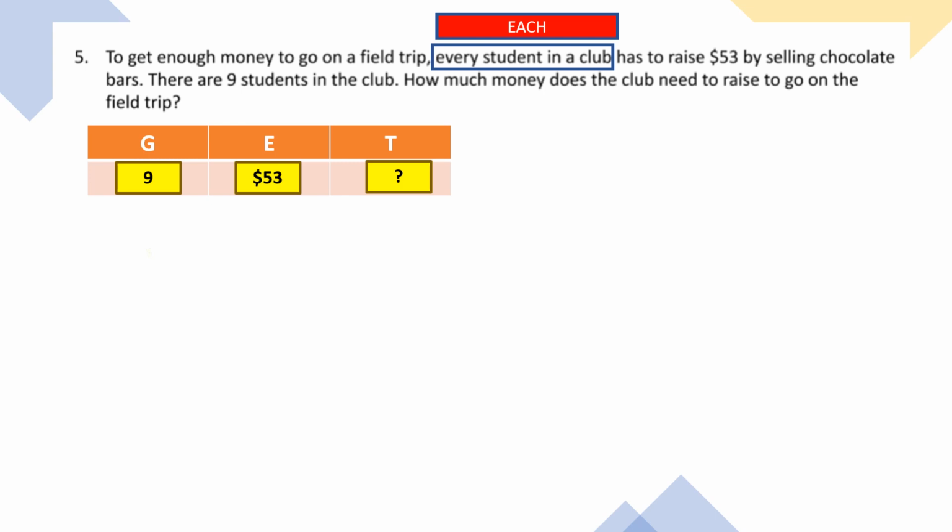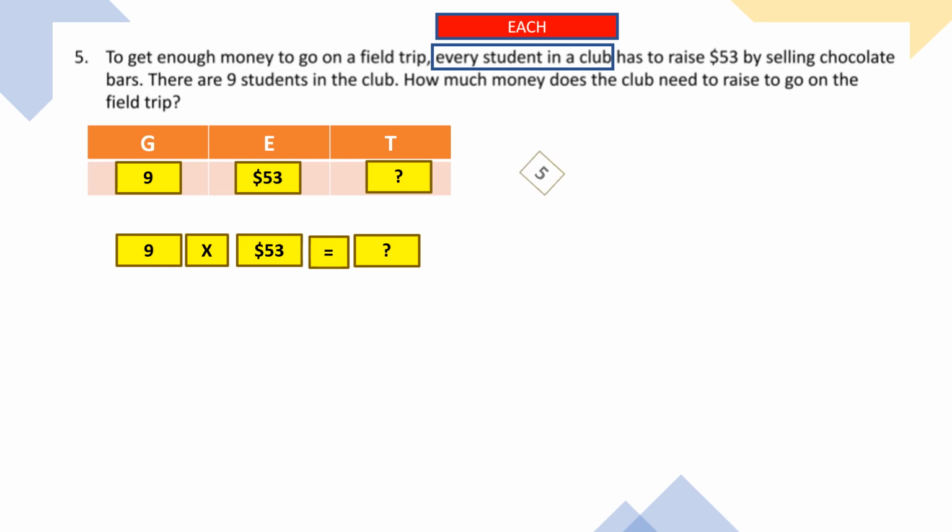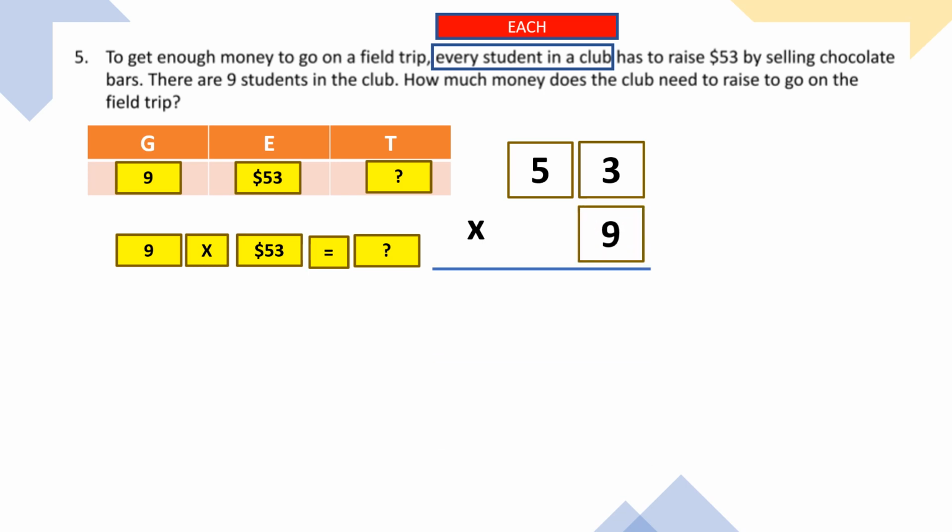So that equation would be 9 times $53 equals my unknown number. And that unknown number is the amount of money that the club needs to raise to go on the field trip. So let's set this problem up vertically so that we can solve using the standard algorithm. So we have 53 times 9. Start in our ones place. 9 times 3 is 27. So we write a 7 in the ones place. We carry our 2 over the tens place.